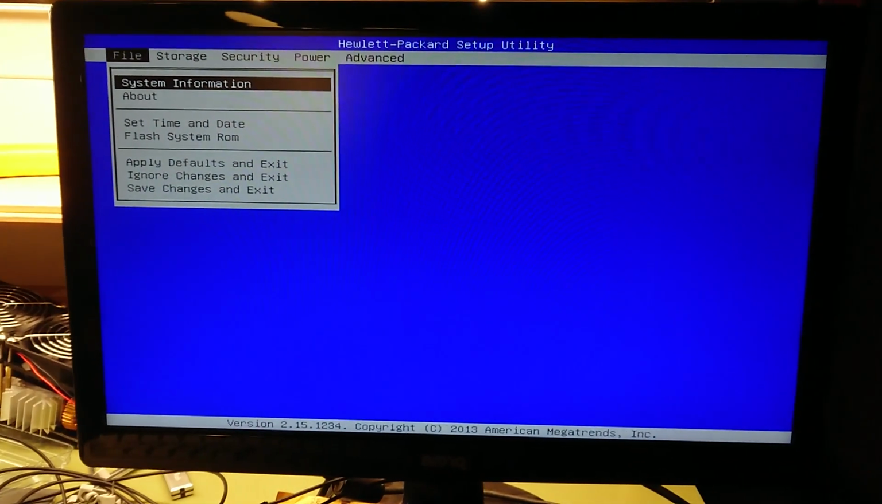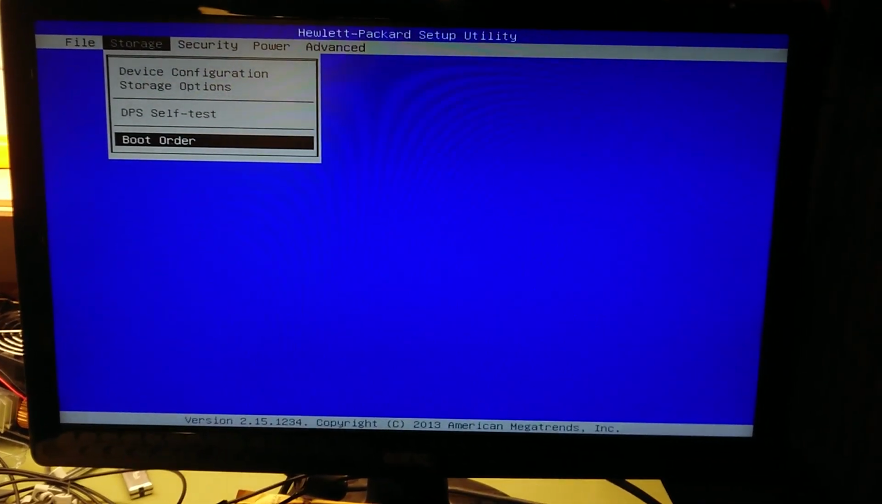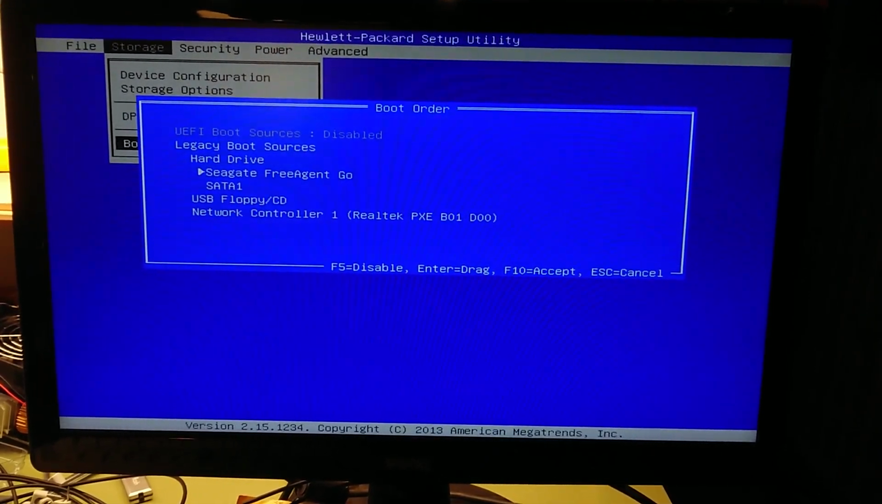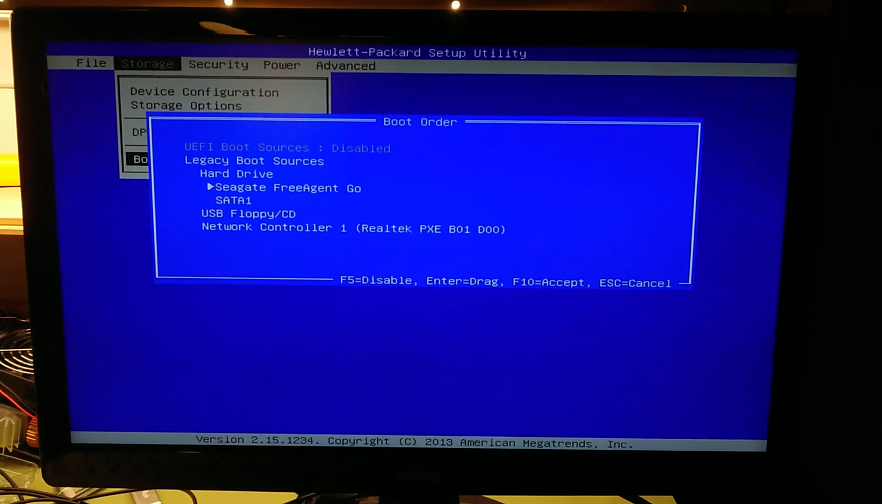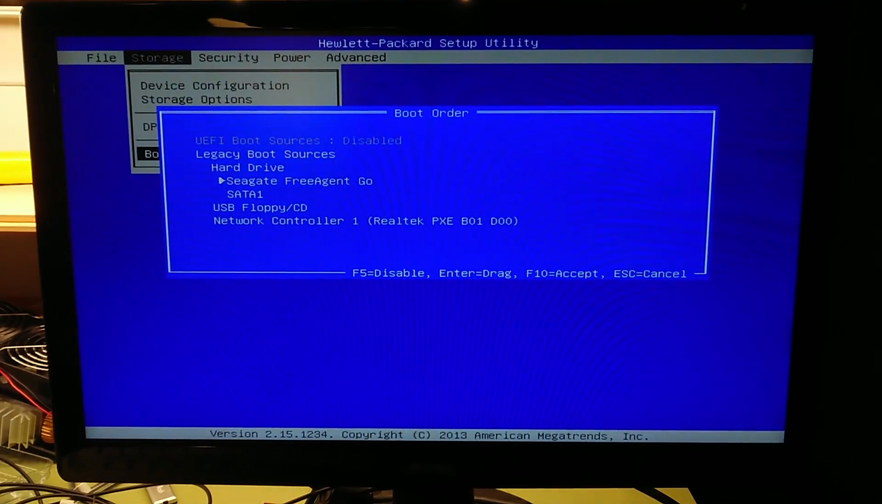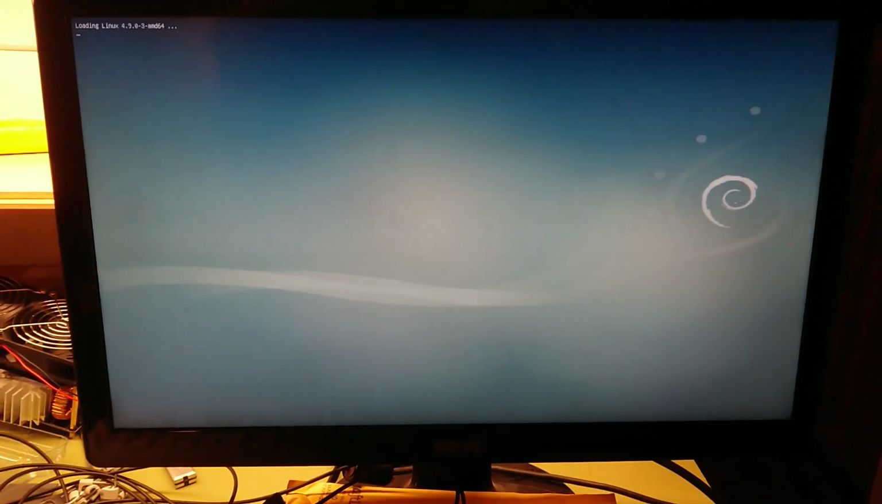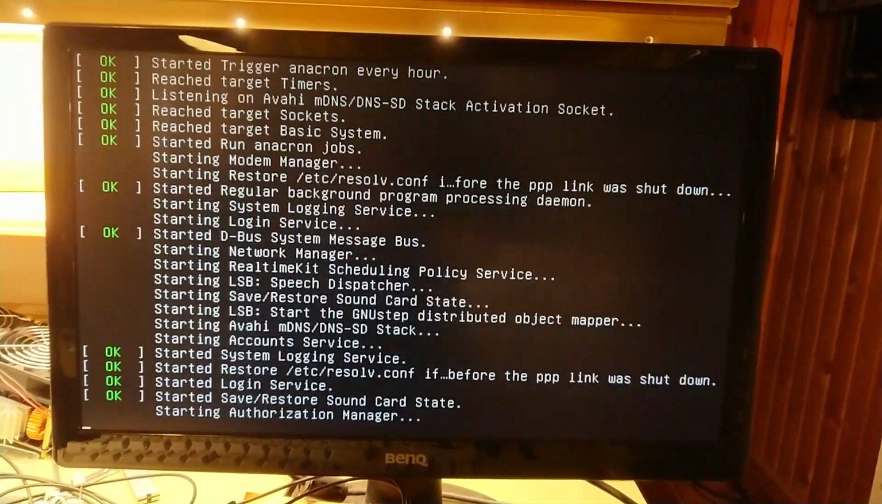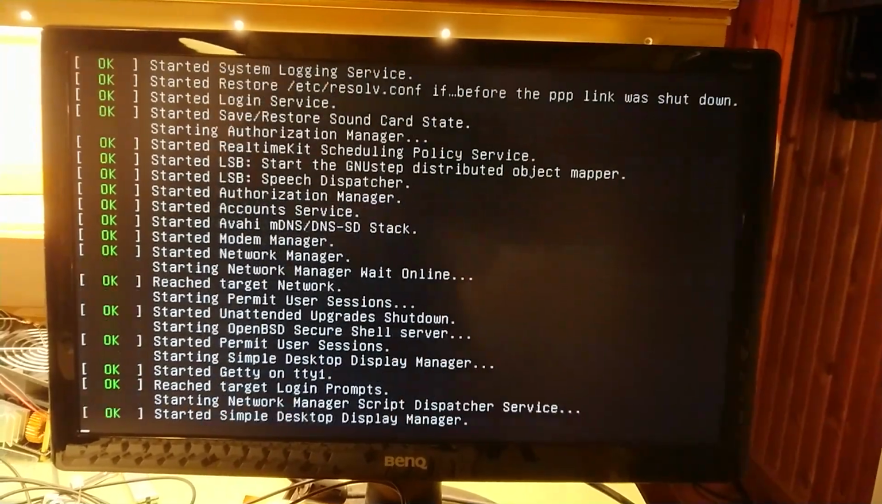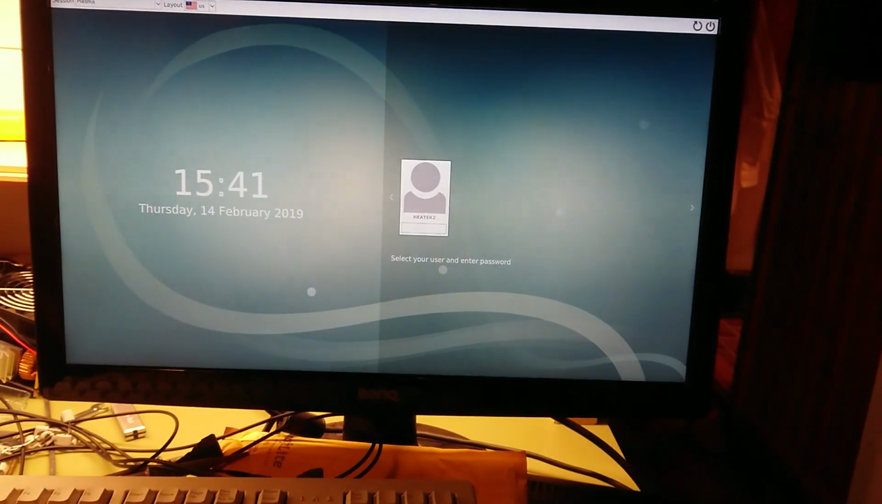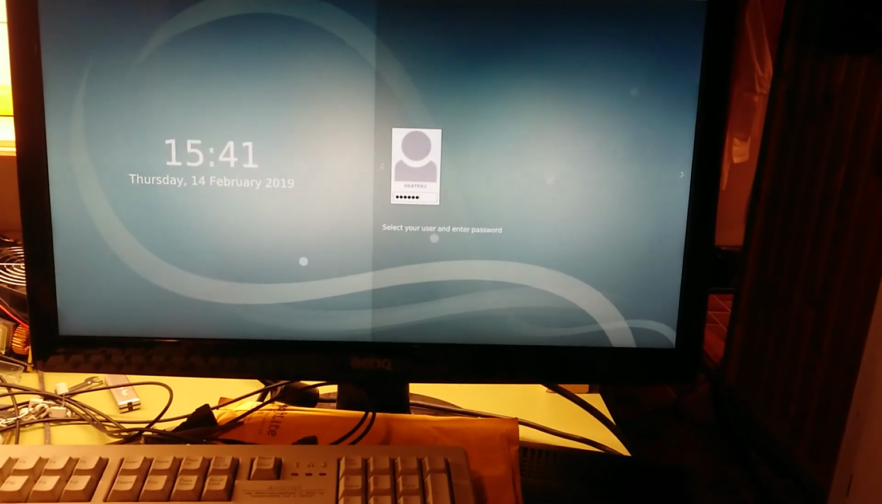So let's just check out the boot order here. Let's see, we have the Seagate FreeAgent Go, which is the old hard drive, the SATA drive that I'm using. So here I have Debian 9 Stretch installed. So here we are logging into Debian.